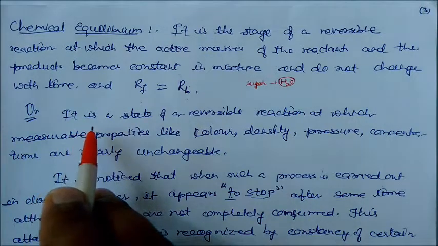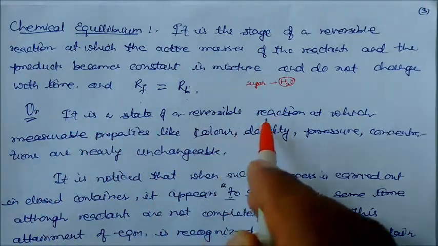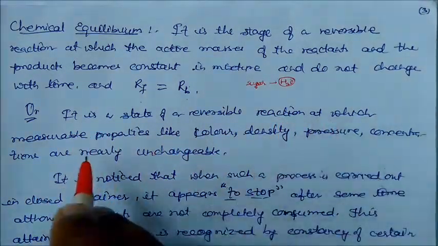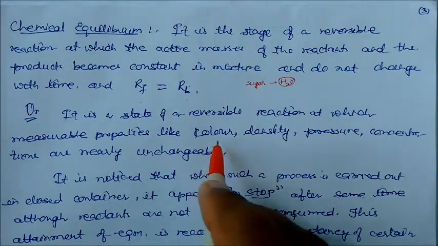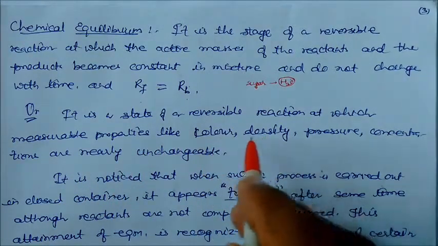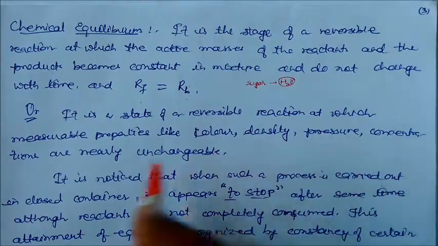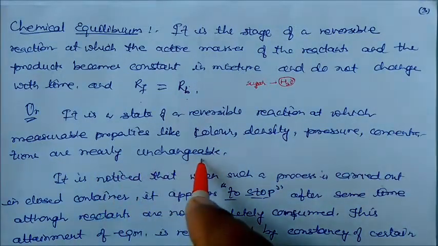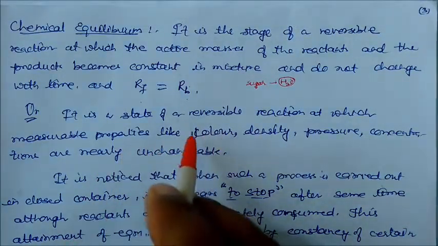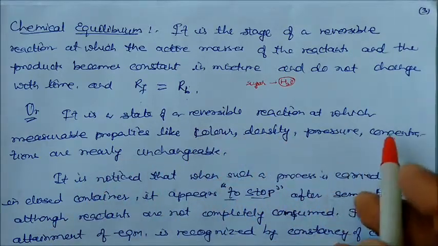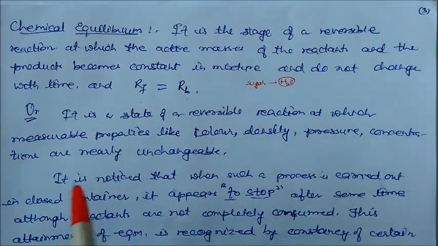Another way to explain it: it is the state of a reversible reaction at which the measurable properties like color, density of the solution, pressure or concentration are nearly unchangeable. At equilibrium you cannot see any change in these things. They will stay totally the same unless disturbed.